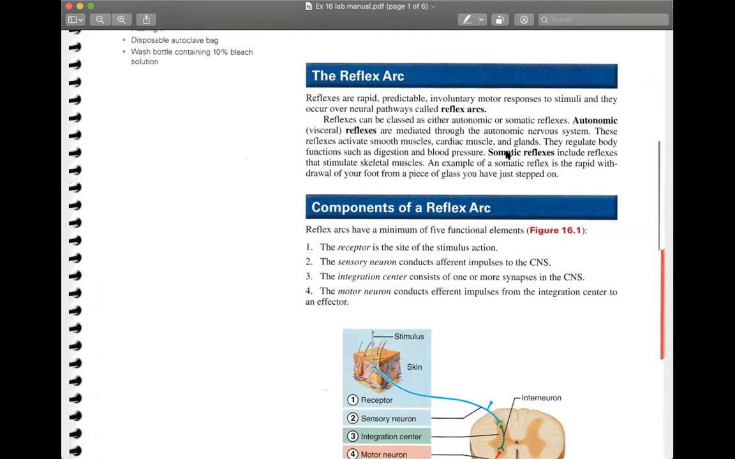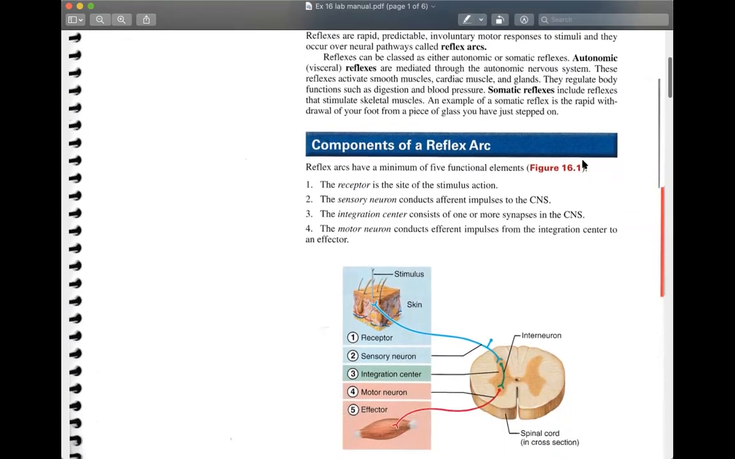The somatic reflexes, they go to skeletal muscle usually, and you can think of the somatic reflexes as helping you prevent injury from the environment around you. So those are two very general ways of thinking about reflexes.